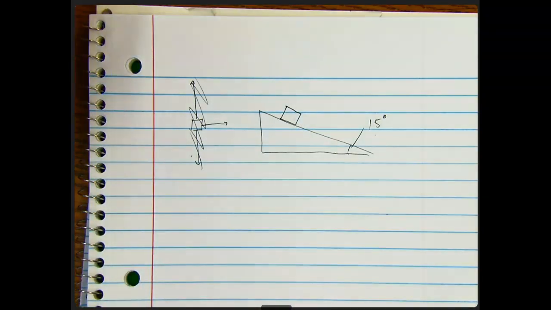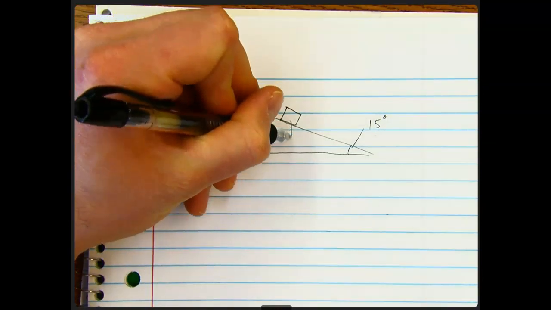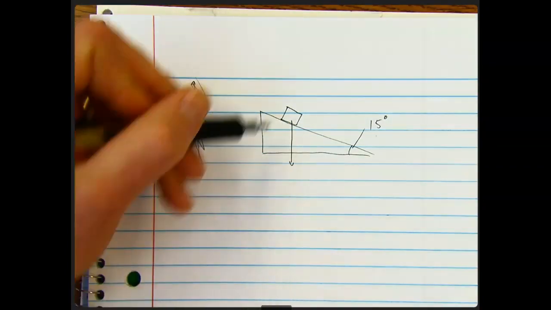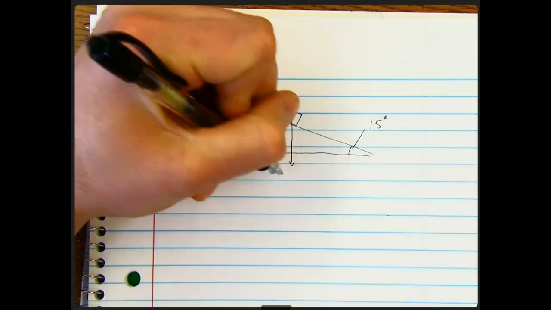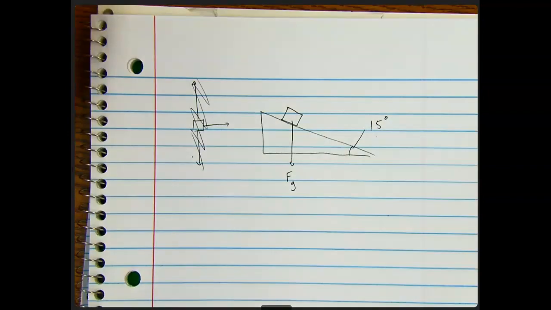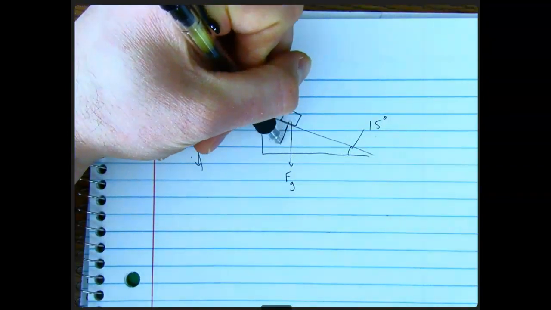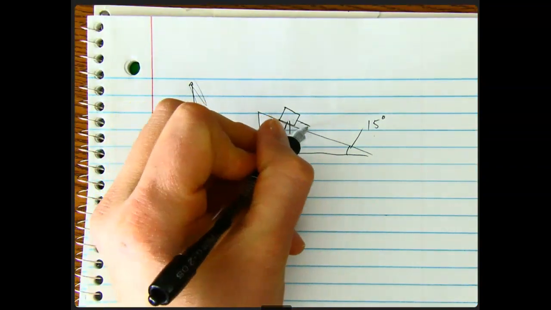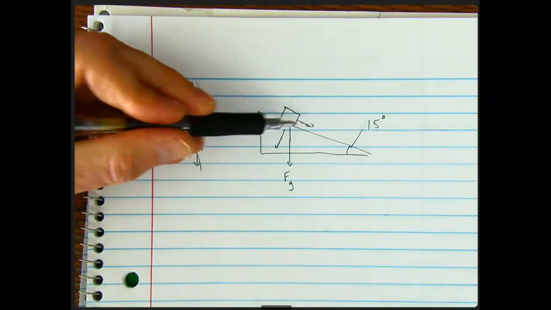So let's draw our free body diagram. Now we know that gravity is going to be going downward. But it can't exactly go downwards because we have an angled surface. So what we're going to do is break this force of gravity into two components. We have a y component here, and then an x component here. So we're going to break this down into its two components.